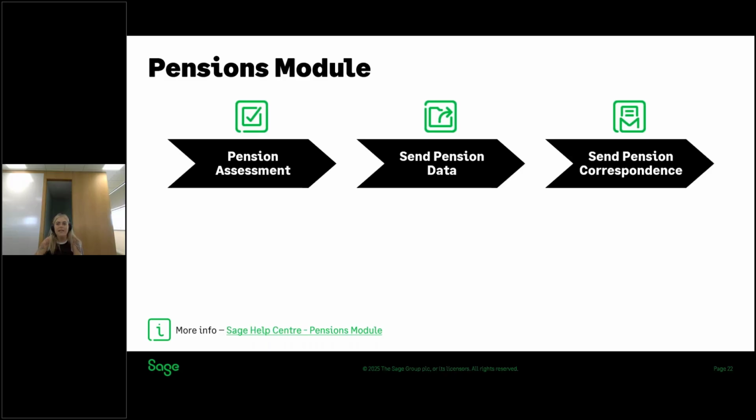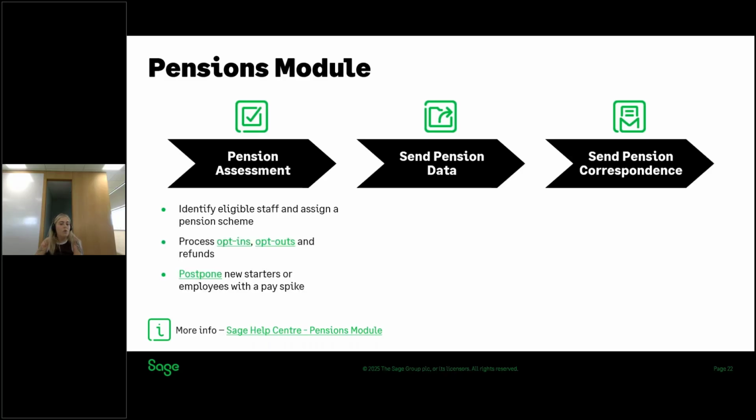Your 3 main steps of your pensions module, it's going to be your pension assessment. That's what we've looked at in great detail today. So we're going to identify eligible staff. It's going to assign them a pension scheme. Here is where you're going to process all of your opt-ins, your opt-outs and your refunds. You can postpone any new starters or any employees with a pay spike in here as well.